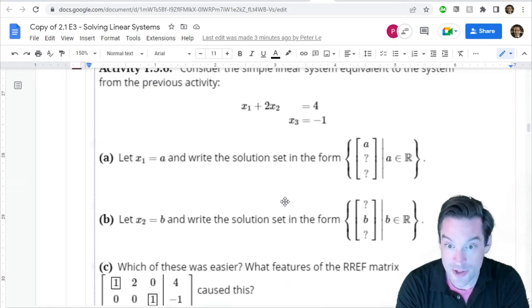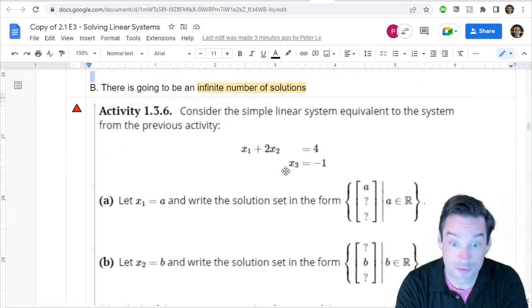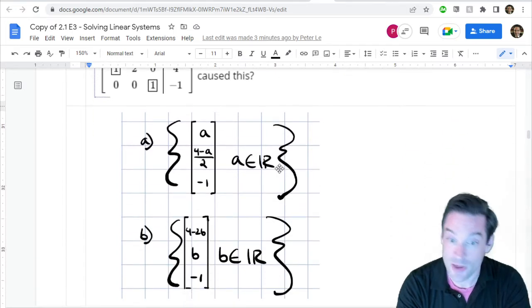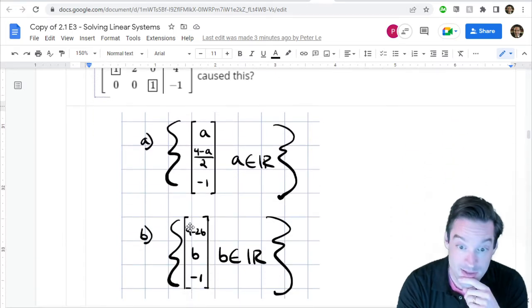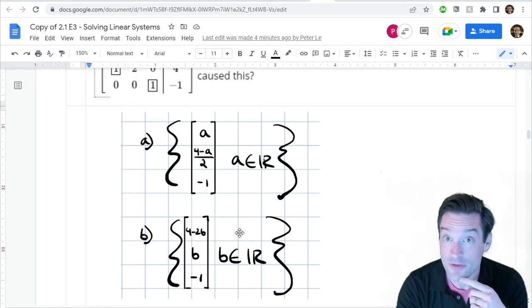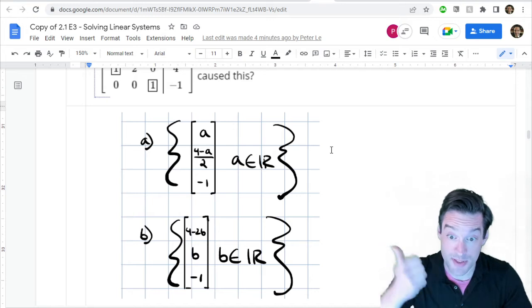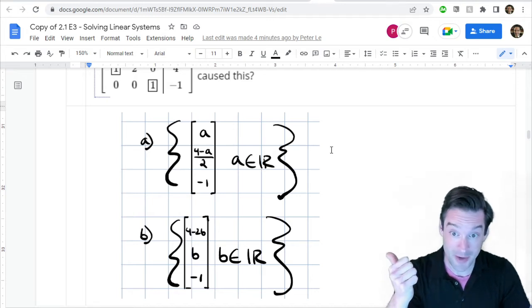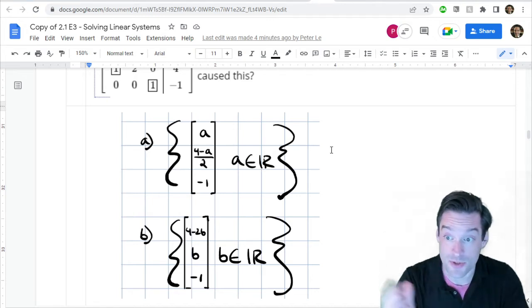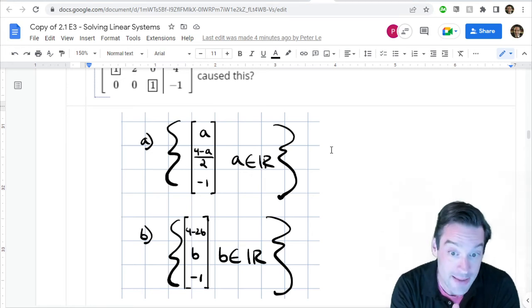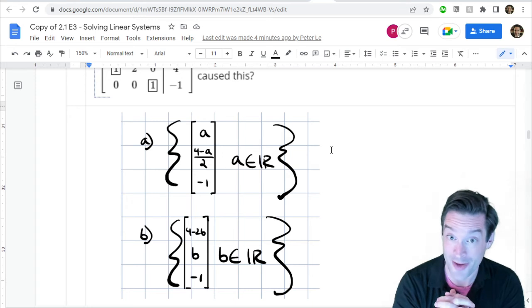On the other hand, if I chose x2 to be my meaningless free parameter and replaced it with a b, then solving the first equation for x1 gives me 4 minus 2b. And so I get a slightly different expression for the solution set. Now, notably, we're describing the same solution set in both cases over here, right? Both of these are valid descriptions for the solution set of this linear system. And it's worth thinking about why, how we know that these two sets are exactly the same.